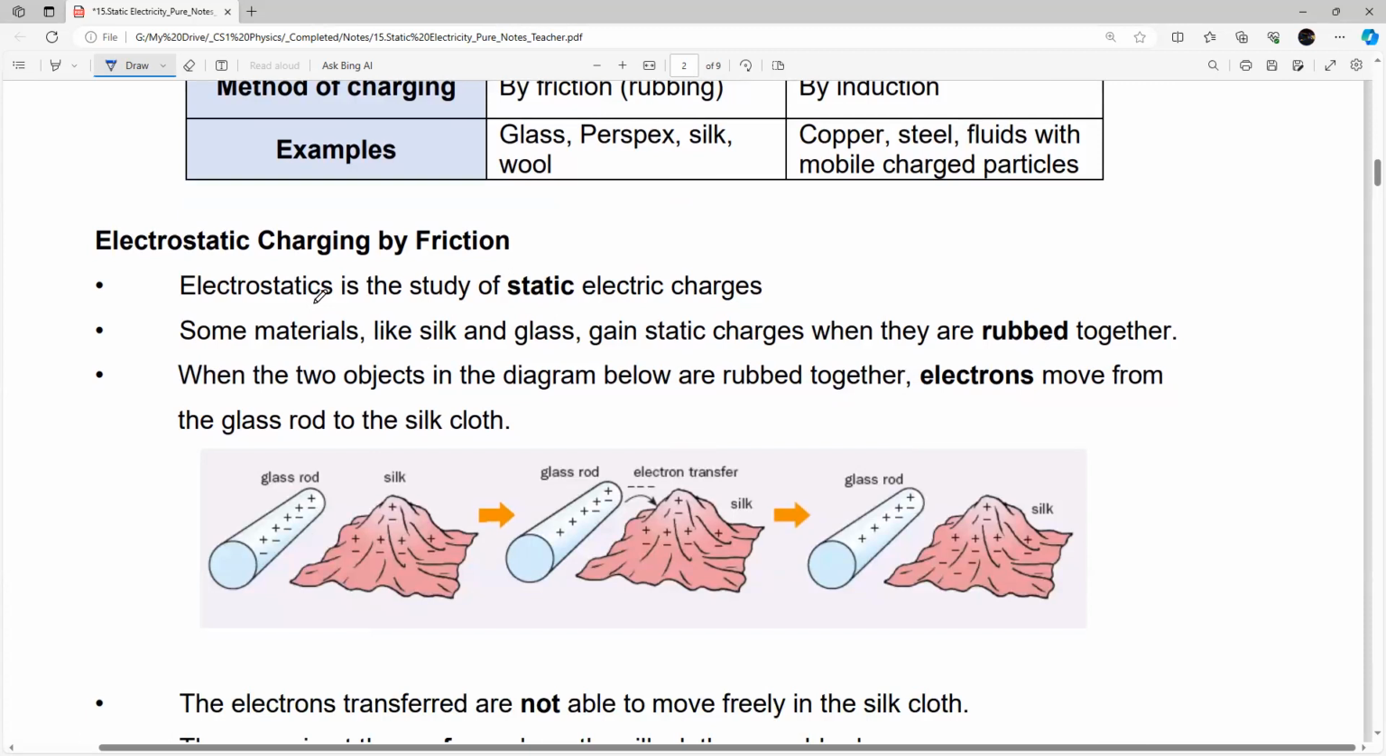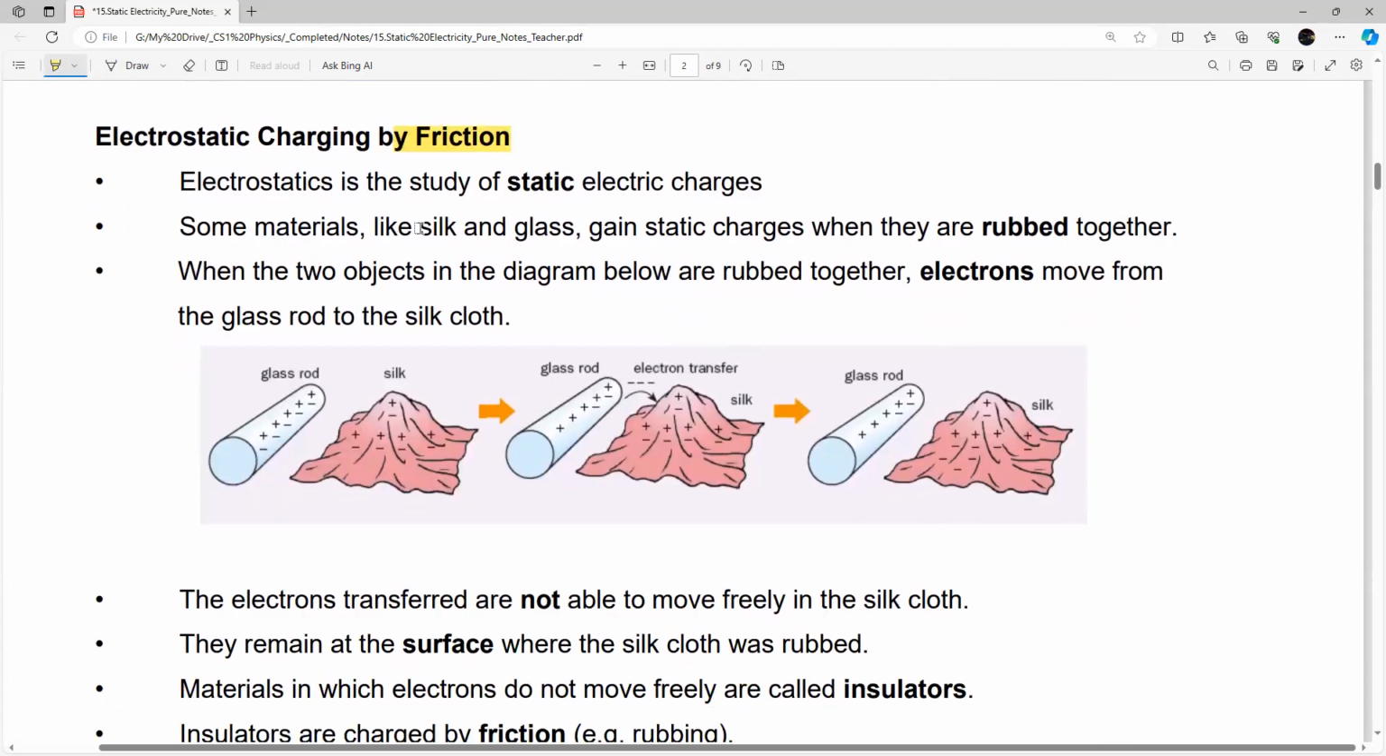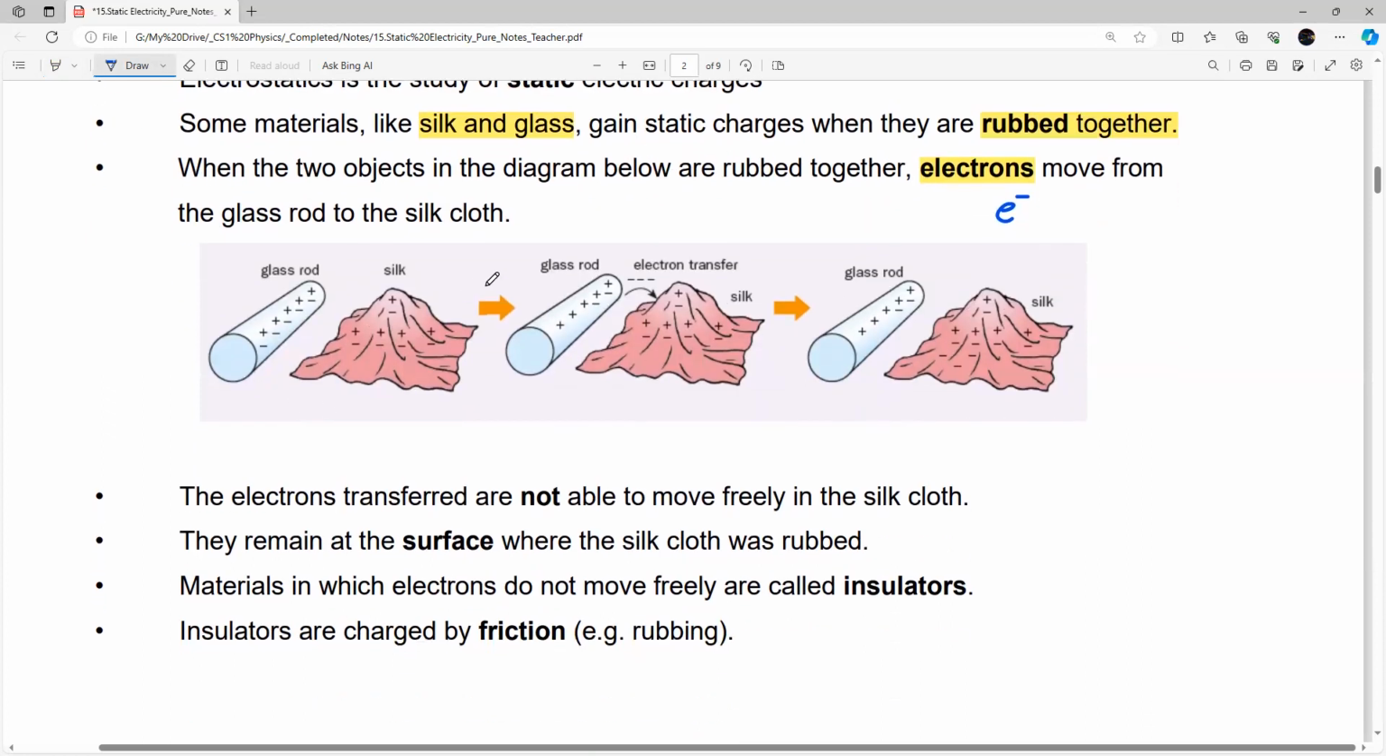So, there's two ways of electrostatic charging. First is by friction, which means we rub materials such as silk and glass together, because by contact, the electrons move. So let me re-emphasize, only the electrons can move. The protons cannot move from the nucleus. So you can see the electrons transfer from the glass rod to the silk. So now the glass rod is positively charged.